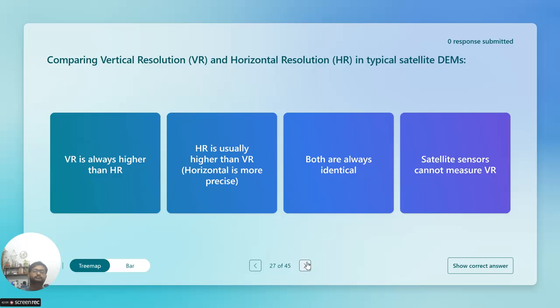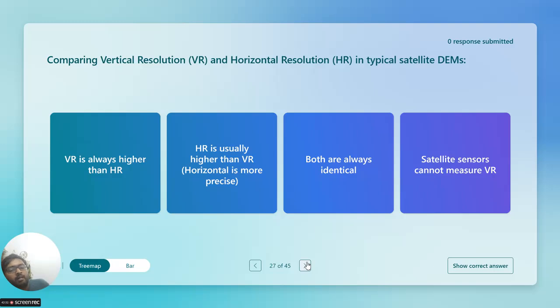Next question is comparing vertical resolution and horizontal resolution in typical satellites (DEM). Which of the following is true? VR is always higher than HR. HR is usually higher than VR. Both are always identical. Satellite sensors cannot measure VR. Option A, sir.